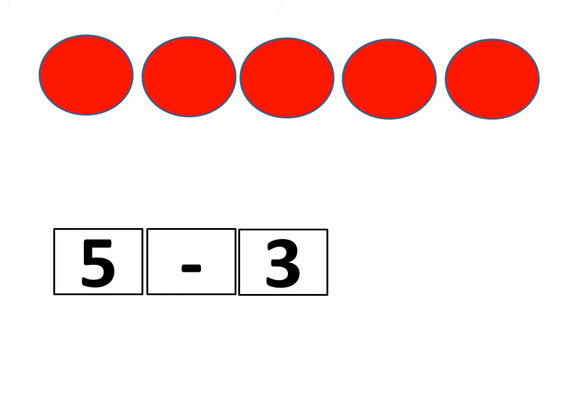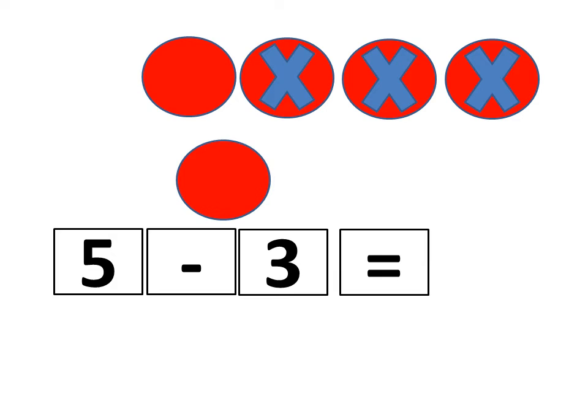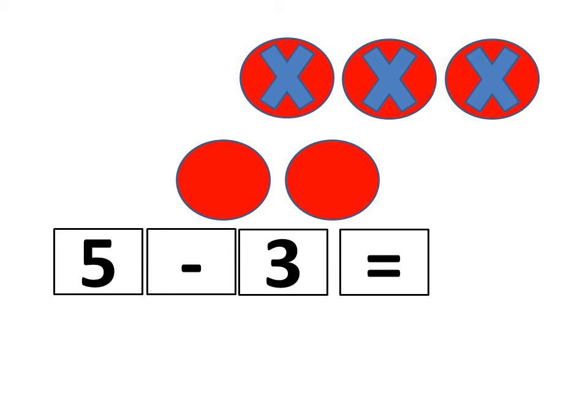Let's remove now 3 objects. Let's count. 1, 2, 3. And what is the answer? How many circles left? Let's count. 1, 2. So there are 2 circles left.